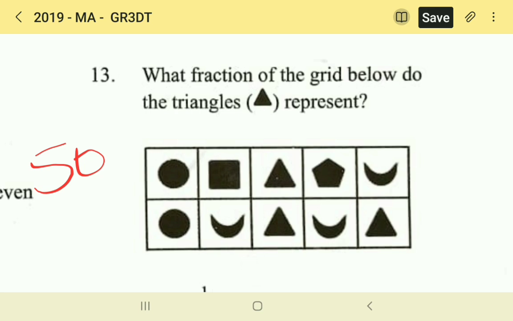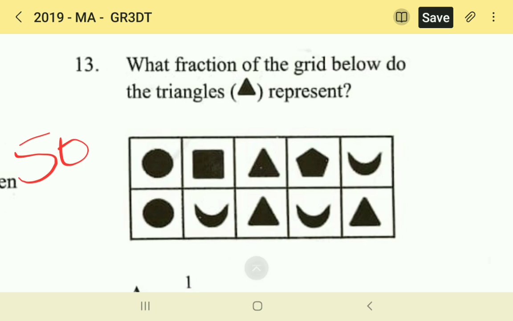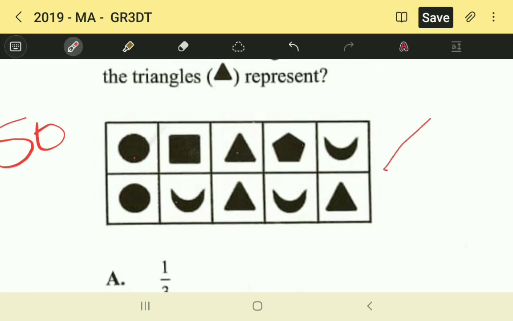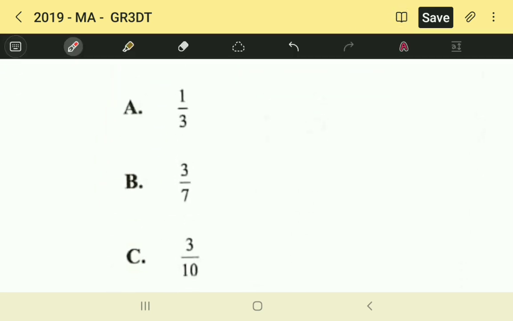What fraction of the grid below do the triangles represent? This one is also a repeat item. This one came on other papers. So let's look at the whole thing. 1, 2, 3, 4, 5, 6, 7, 8, 9, 10. The whole fraction is 10. How many of it would be triangles? We have 2 here plus another one here, making it 3 out of 10. Let's find 3 tenths, and it's at C.